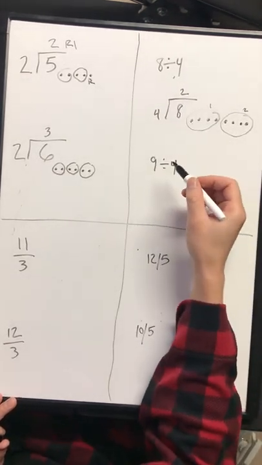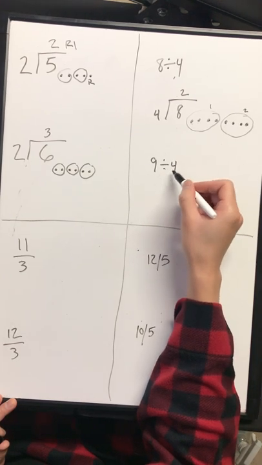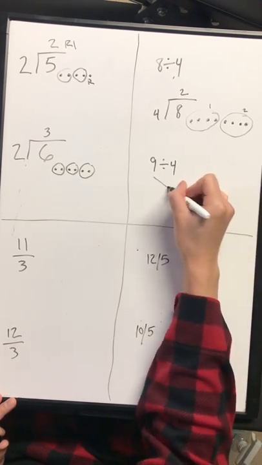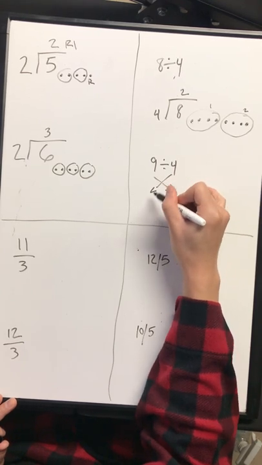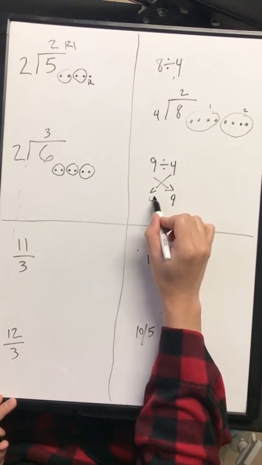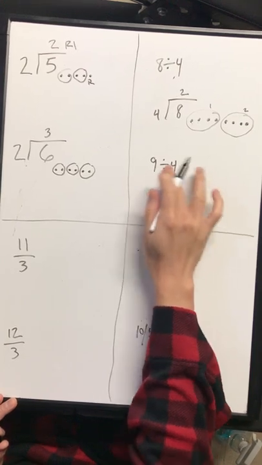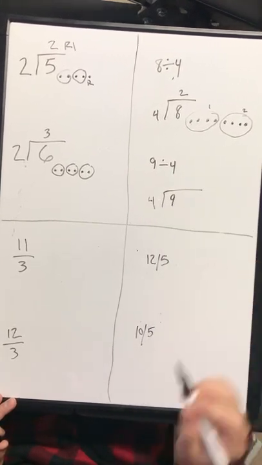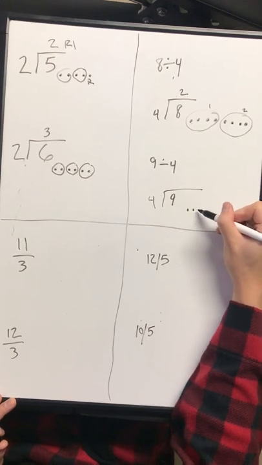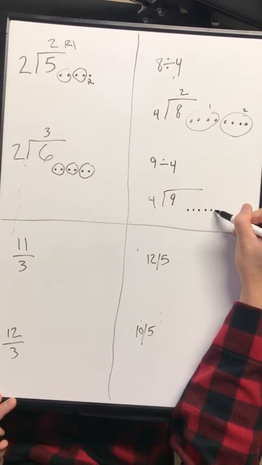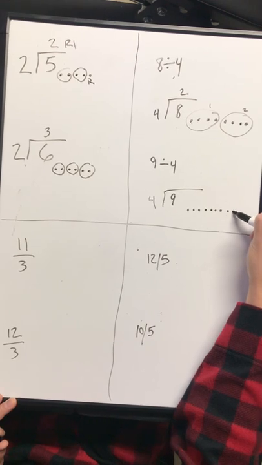Now, 9 divided by 4. I'm gonna rewrite this one this way. 9, I'm gonna put the 4 right here and build a house over it. Now I'm gonna do my dots. I'm gonna put 9 dots down. 1, 2, 3, 4, 5, 6, 7, 8, 9.